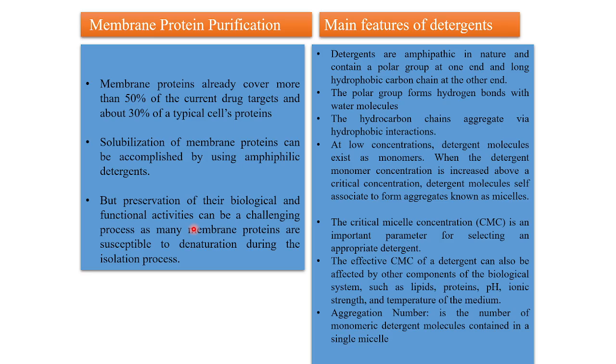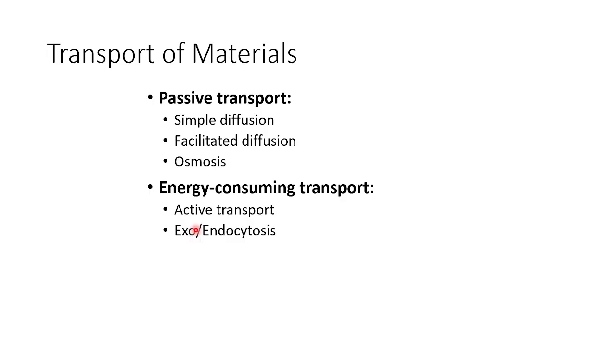The effective CMC of a detergent can also be affected by other components of the biological system, such as lipids, proteins, pH, ionic strength, and temperature of the medium. The other important thing is the aggregation number. This number is the number of monomeric detergent molecules contained in a single micelle. Now, for the transport of materials, you have passive transport and energy-consuming transport. Passive transport can happen through simple diffusion, facilitated diffusion, and osmosis.